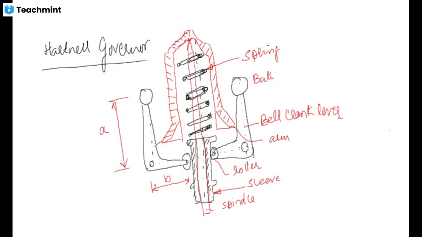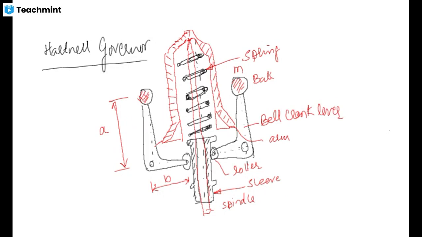Now the sleeve again has two positions, upper position and lower position. It consists of two bell crank levers. The bell crank levers are placed with mass, that is the ball. So this is the ball here.